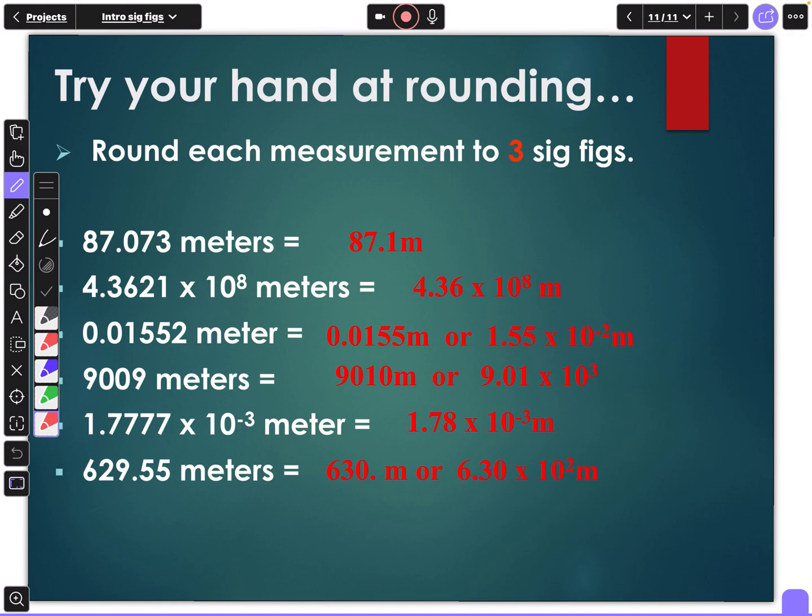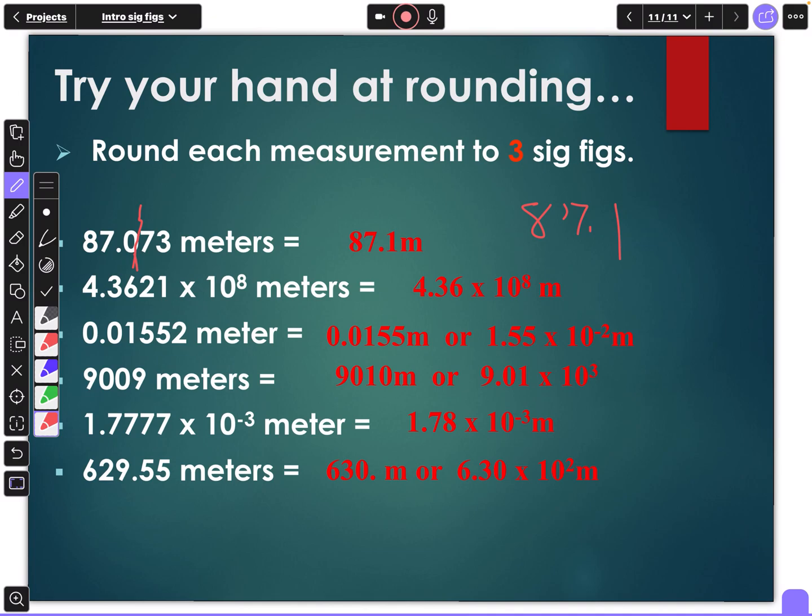Now 87.073 has 5 significant figures. Alright, I need to round it to 3. So I need to go from right to left. I need to cut this off right here. And when I round it, that becomes 87 point, and the 0 is going to round up to a 1 because that's 7 there. So that would be 87.1, and that's 3 significant figures.